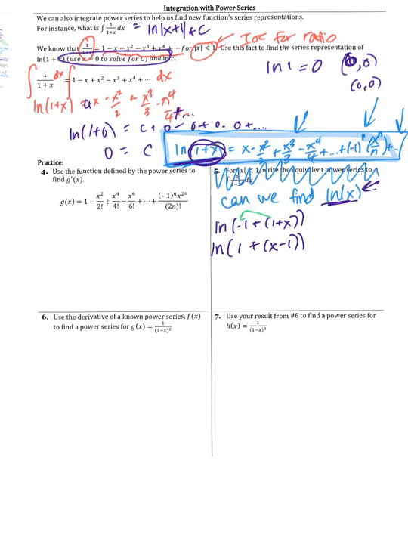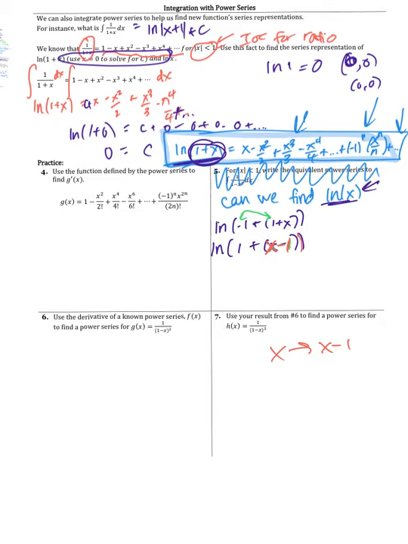I'm going to flip-flop my 1 and my negative 1 so that in parentheses over here I have x minus 1. So basically what I'm doing is I'm letting x equal x minus 1, so that if I simplified this inside, I would get natural log of x.